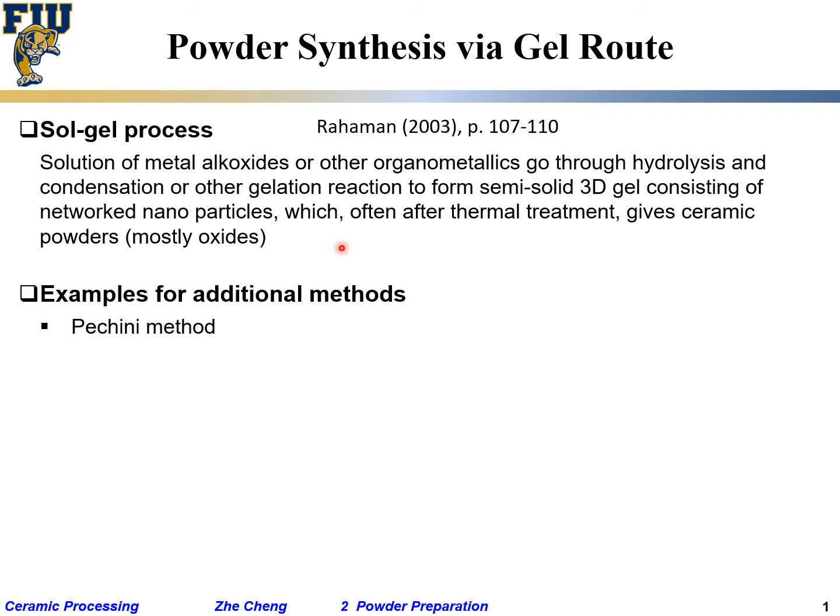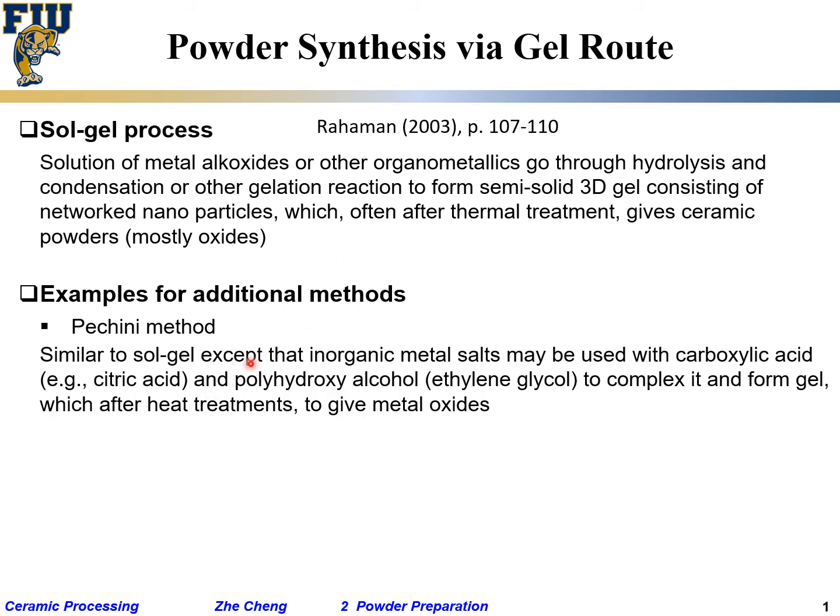And some other method, the Pechini method, which is similar to sol-gel, but instead of using metal alkoxide, you are using carboxylic acid, citric acid, or ethylene glycol, these types of things, to form a complex with metals and form a gel. And after heat treatment, that's how you get powder.